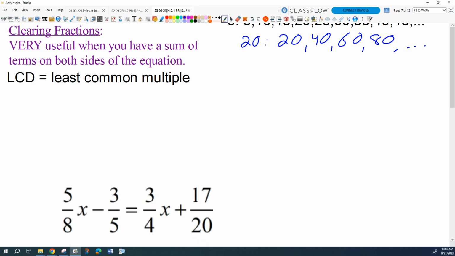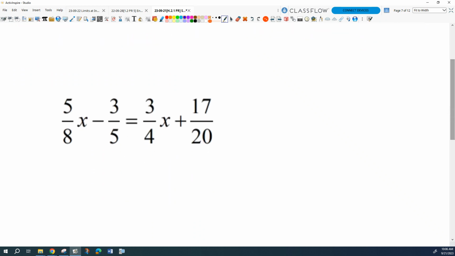Well, 20 doesn't work, does it? 8 doesn't go into 20, so we can cross that one out, but 40 does work. 8, 5, and 4 all divide evenly into 40, so we know that's our answer. That's our LCD. Now, what do we do with that 40? Okay, so we could get common denominators, but we don't need to. That's a lot of extra work. It would work. But what can we do instead?